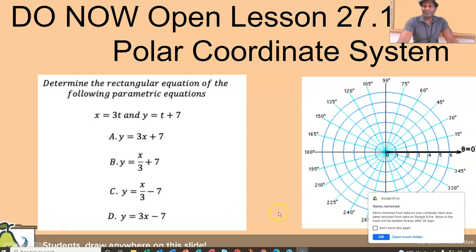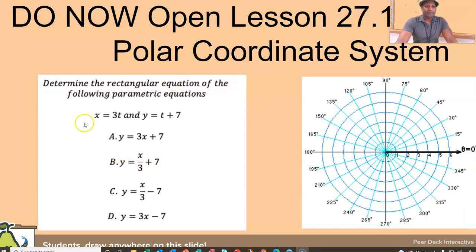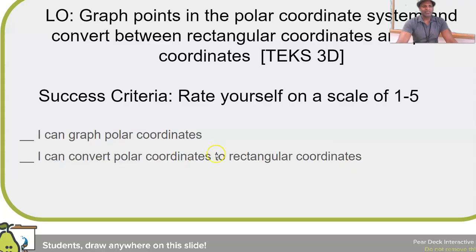Okay, this is a little synopsis of lesson 27.1, polar coordinate system. By the way, the correct answer to this problem right here is B. If you divide x equals 3t by 3, you're going to get that t is equal to x over 3, and so you just substitute that in, and that gives you the result of B. Okay, let's get into the lesson.